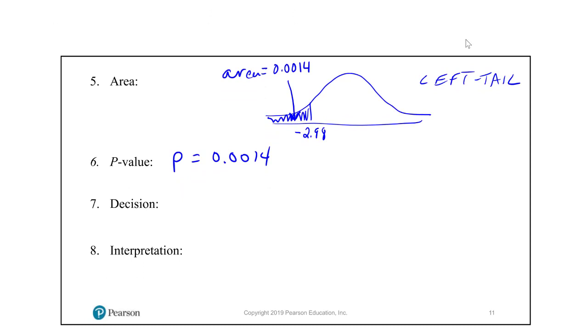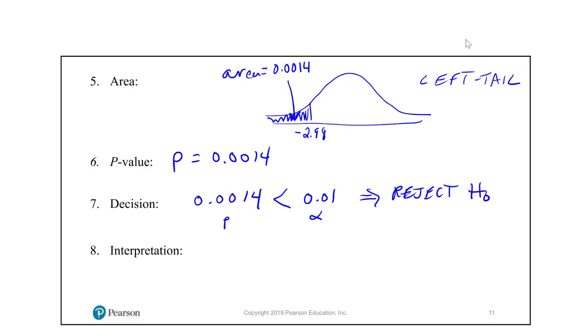All right, well, 0.0014. Let's compare that to the alpha, which was 0.01. There's my p, there's my alpha. 0.0014 is less than 0.01. My p is less than alpha, so that means my decision is reject H0.